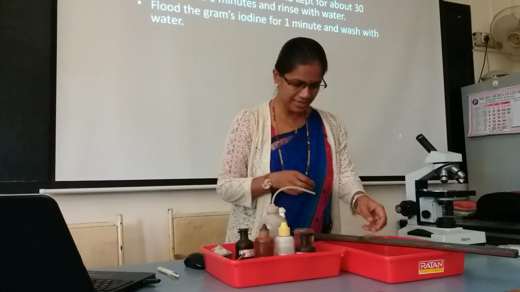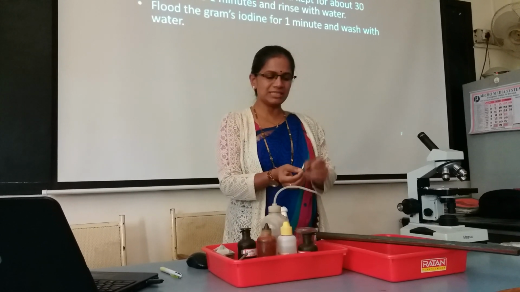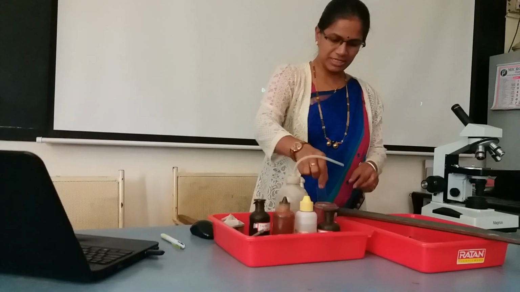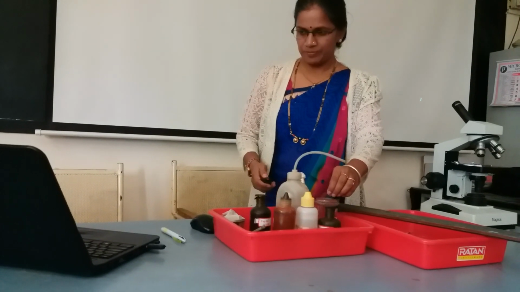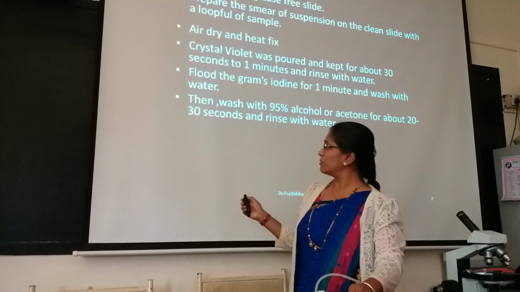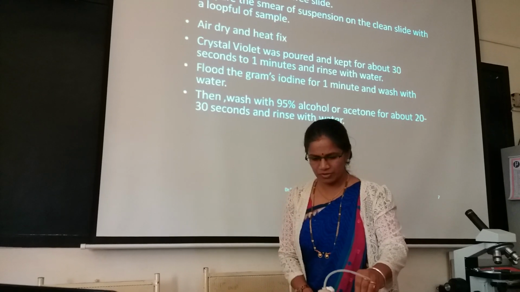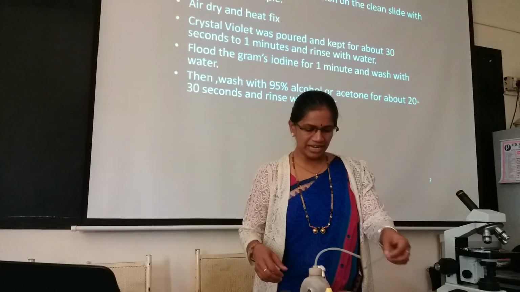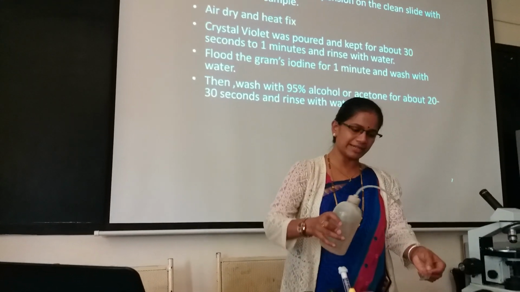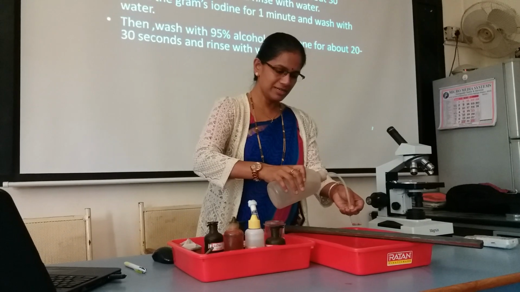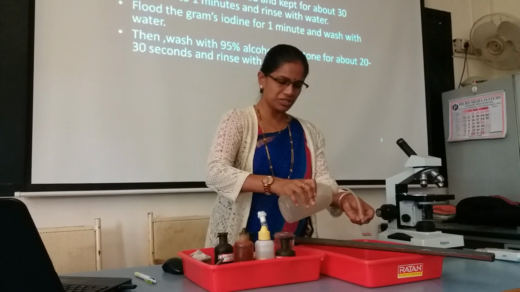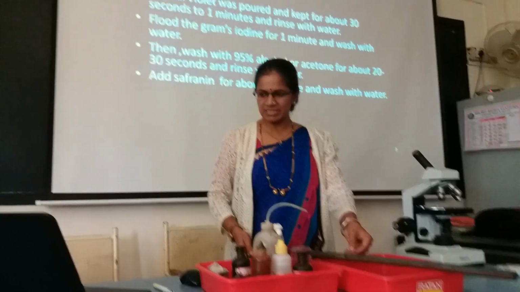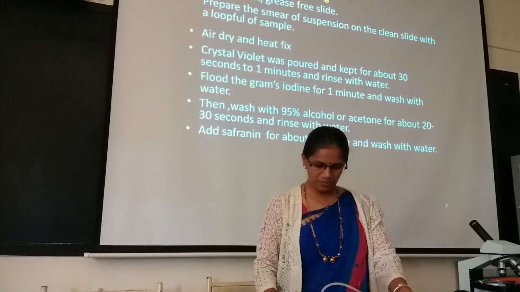Then we can directly dip this gram's iodine slide into the 95% alcohol. Just dip that in the 95% alcohol. Wash with 95% alcohol or acetone for about 20 to 30 seconds and rinse with water. I've dipped it in the 95% alcohol for 20 to 30 seconds, then wash with the running tap water. After washing with the running tap water, you are going to add the secondary stain, that is nothing but the safranin, for 1 minute.